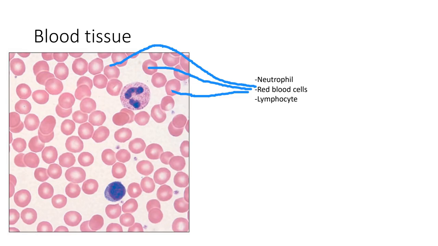Okay, so they have a nucleus. The way you're going to recognize a neutrophil and a lymphocyte is the shape of the nucleus. This is a neutrophil, by the way, right here. This weird looking structure in there, that's the nucleus.